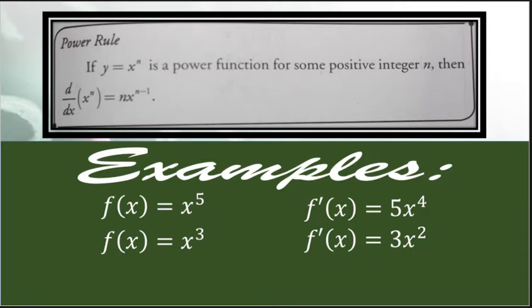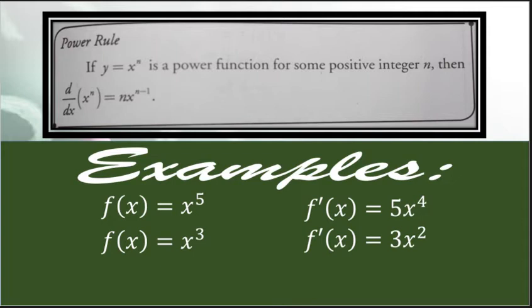So like this example, the derivative of x to the 5th power, we just need to bring that 5 down, copy your variable x, and subtract 1 from the exponent. So 5 less 1 is equal to 4. That's why the derivative of x to the 5th power is 5x to the 4th power. Remember to put a prime after your f just to indicate that this is a derivative.